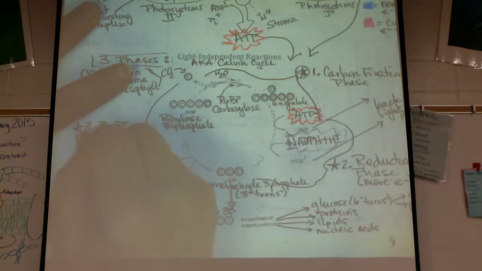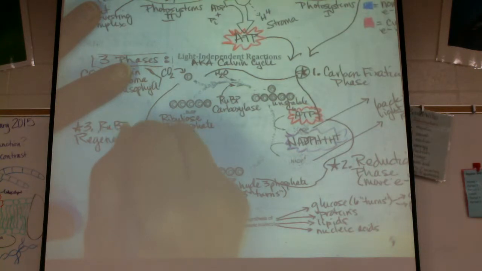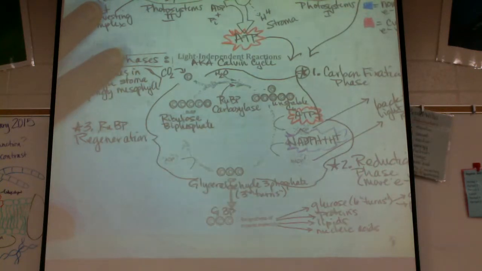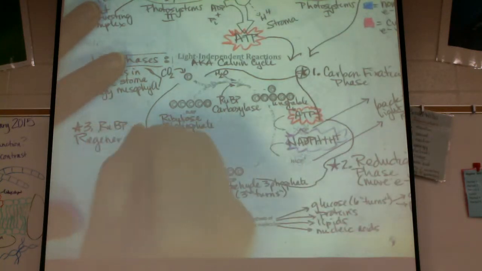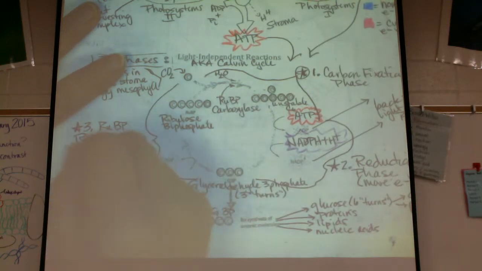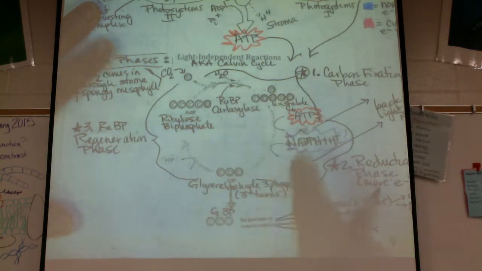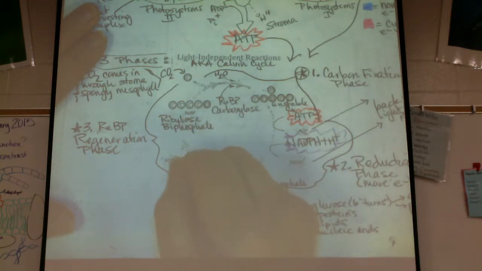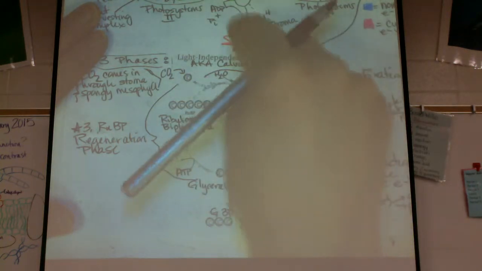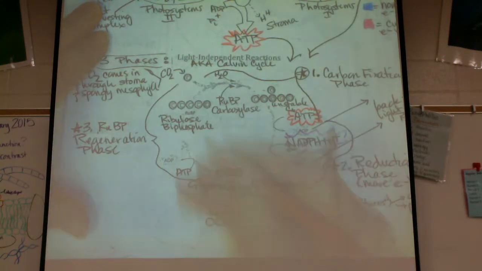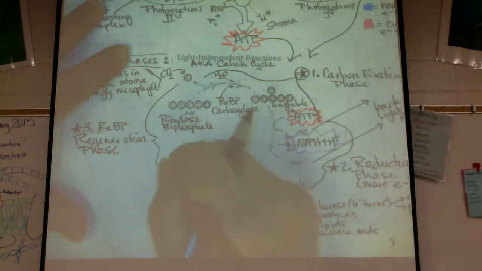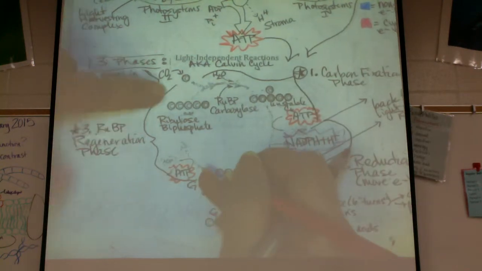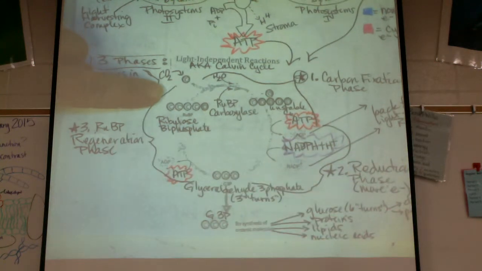The regeneration, RuBP regeneration phase. In other words, you've got to make and use some ATP, so some of that ATP from here gets utilized to glue things together to make ribulose bisphosphate, so you can do it all over again.